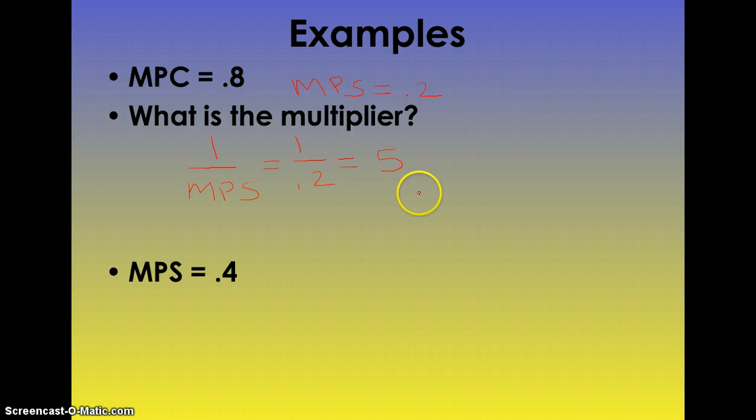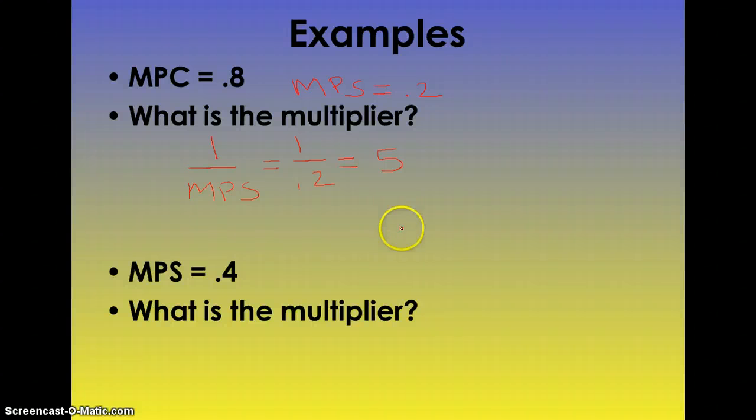So let's take a look at another example. If my MPS is 0.4, what's the multiplier? Well, this time we're given the 0.4, our MPS, directly. So we can go ahead and substitute in 1 divided by the MPS, which is equal to 1 divided by 0.4. And solving, I get 2.5 as my multiplier. So keep in mind, again, the larger that MPC, more money towards consumption, 0.8 versus 0.4 here, the larger that multiplier, 5 versus 2.5. So more spending injected into that economy.